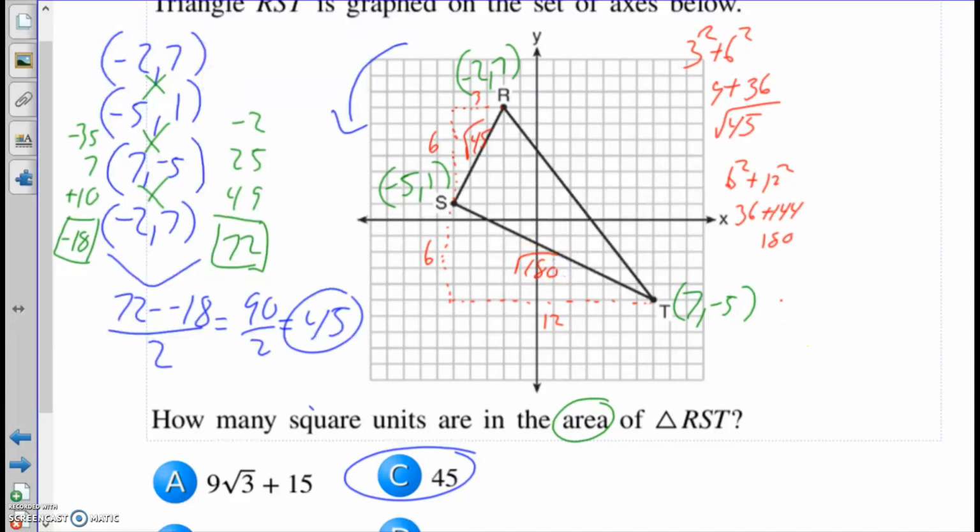And if I did 1/2 base times height, since I know these are perpendicular because of their slopes, it'd be 1/2 rad 45 times rad 180. So 1/2, what's rad 45 times 180? 45 times 180 is 225. And the square root of 225 is 15. And it would be half of 15, and this isn't working out, is it?